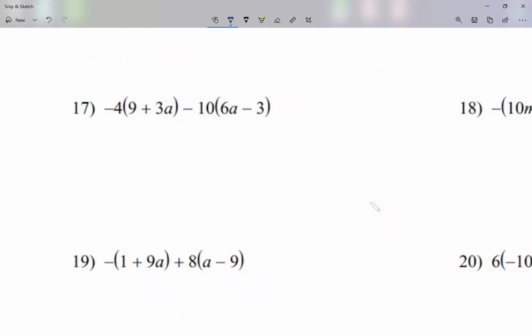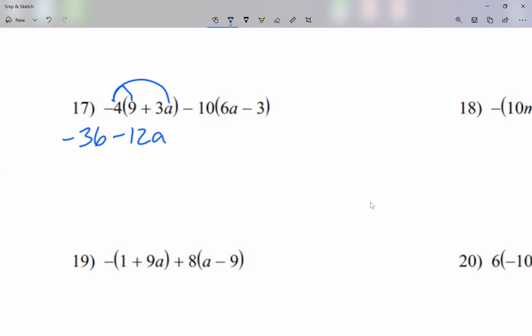The way I'm going to get rid of a parentheses is to multiply the number on the outside to the numbers on the inside. So looking at the first parentheses, I'm going to go -4 times 9. That's going to give me -36. And then -4 times a positive 3a, that's going to give me -12a. Notice I multiply my numbers.